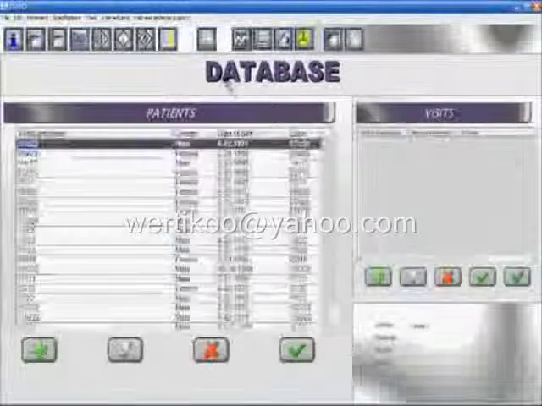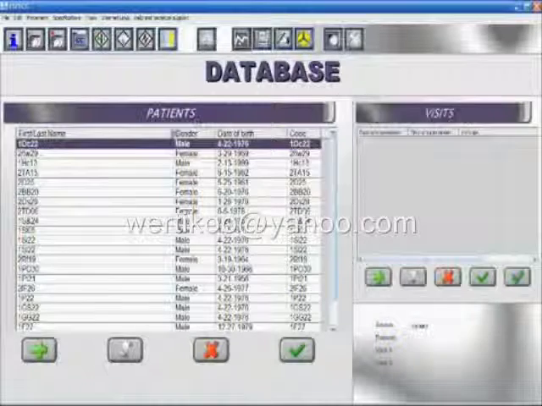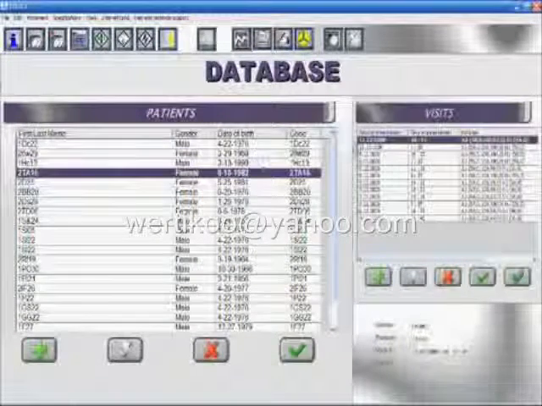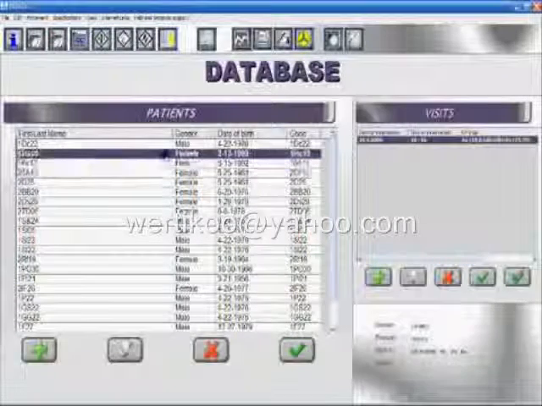In this first page, the doctor keeps a record of all the measurements from his patients. When selected, each patient's visits are listed on the right side of this screen, and the practitioner can access the results of any visit as required.